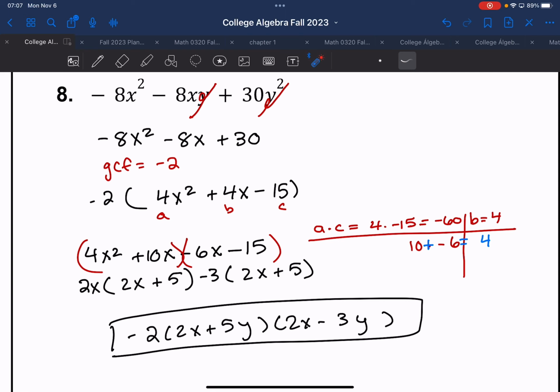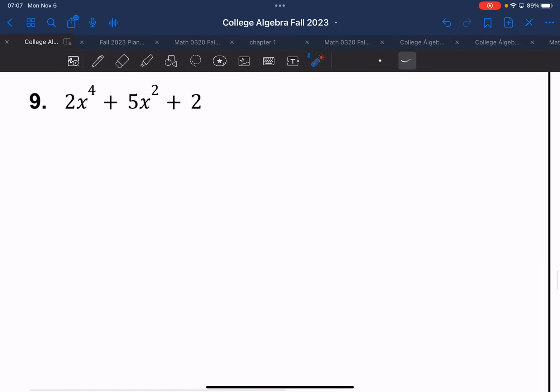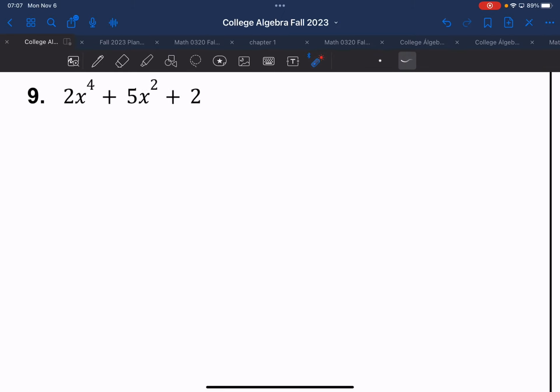Okay. Let's look at number 9. And what do you notice about number 9? There's no GCF. Have we learned a way to factor if we see x to the 4th, x squared, and then nothing? Can't we just use x? We couldn't just use x and do everything we were doing before because we would end up with x squared as our answer, and we want x to the 4th.